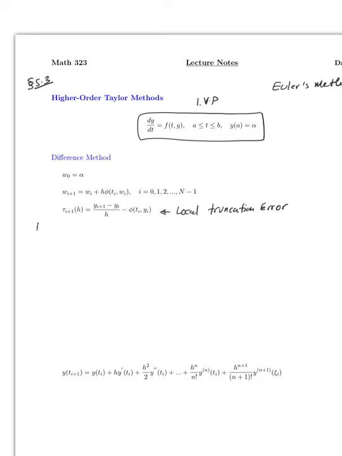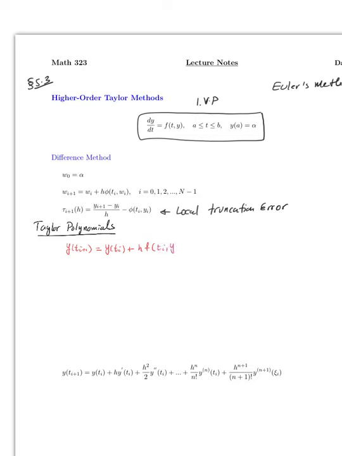If you recall from section 5.2, when we found Euler's method, all of this was based on Taylor polynomials or Taylor series. Okay. And to refresh your memory, remember this is the Taylor polynomial that we used before.